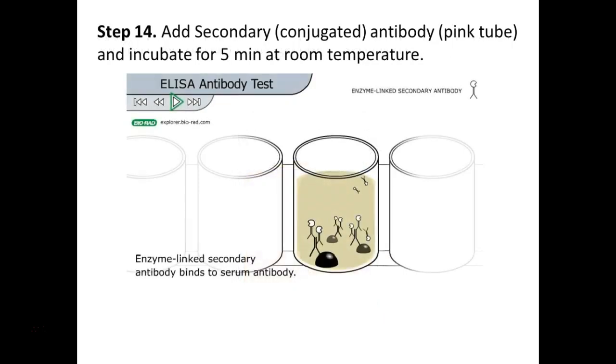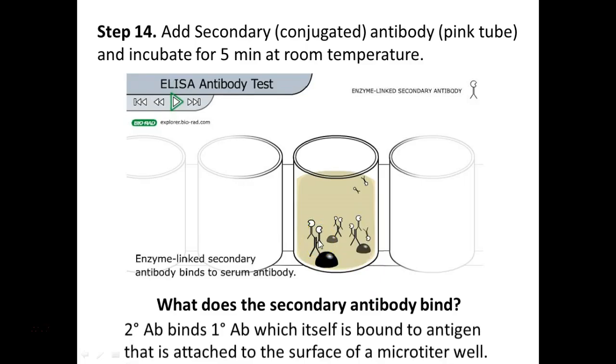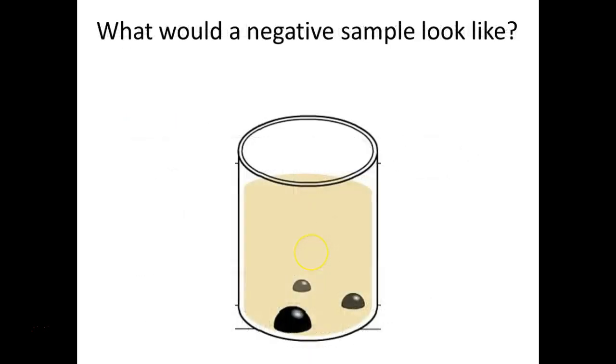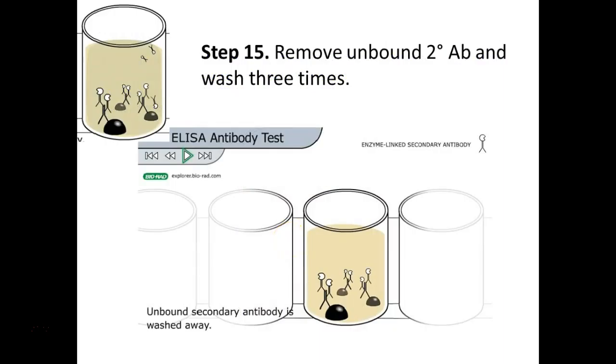Okay. So for the positive wells, what's it binding to? And again, look right here, to the primary antibody. Secondary binds to primary. Secondary, primary. There's a reason why we call them that. One comes before the other. All right, so we're waiting 5 minutes. Our negative should be just antigen. Okay. This time, after our 5 minutes, you're going to wash how many times?